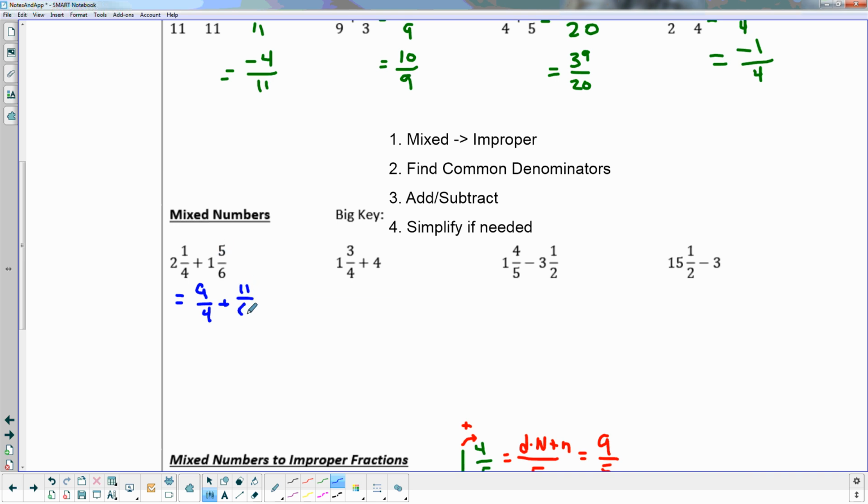And now we've just turned it into a problem just like up above. I want to find common denominators. And let's say that I think 12 is the first one we can get, because 4 times 3 is 12 and 6 times 2 is 12. So since it was 4 times 3, 9 times 3 is 27. And since it was 6 times 2, we'll go 11 times 2, 22. And we get 49 over 12.